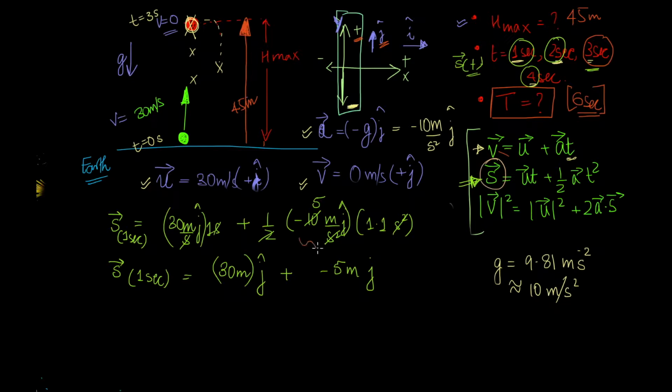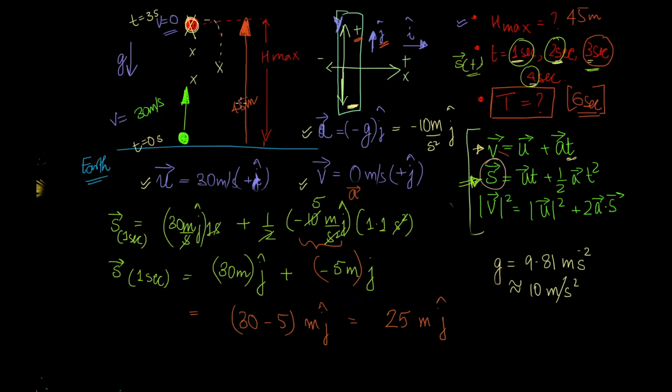This is j because this is the vector of acceleration. So this is j right there. That is why the j gets carried on. You get 30 minus 5 eventually. So that's 30 minus 5 meters in the j direction. That gives you, well, 25 meters in the j cap direction.